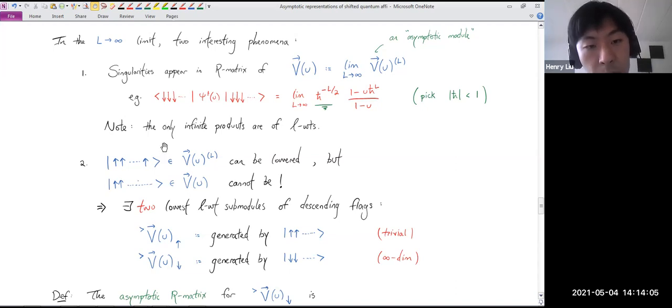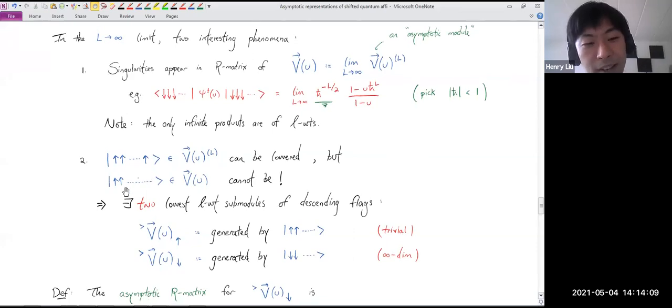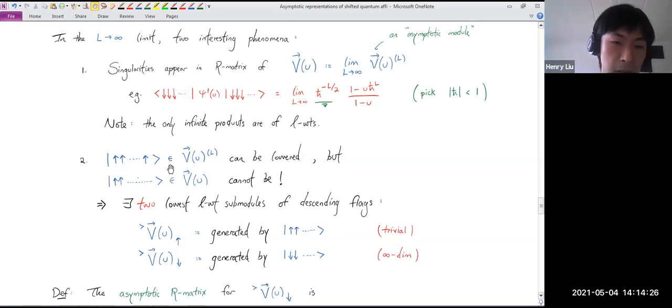The thing which happens when you pass to L equals infinity is that now you have this infinite chain of up arrows, and you don't have a very last one. So there's actually no way to lower this vector anymore. Any way of lowering this vector will result in something which is not an infinite descending flag of arrows. And so the corresponding coefficient of your lowering operator will be 0.